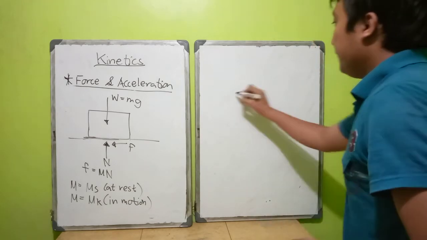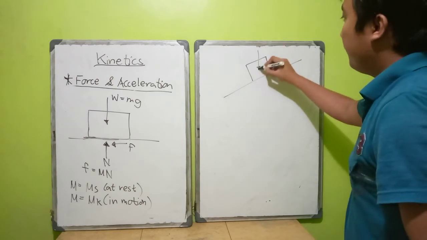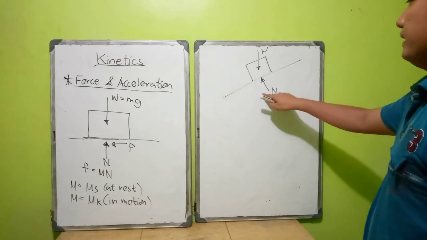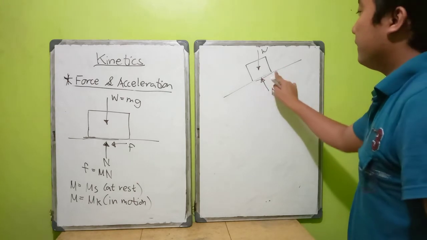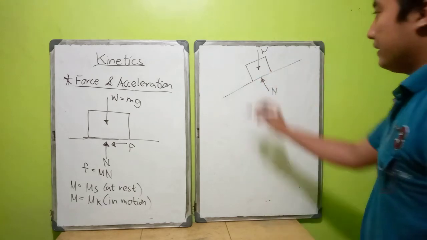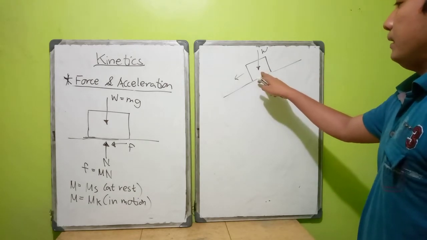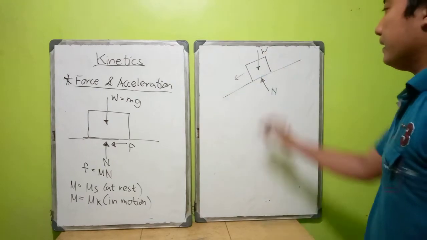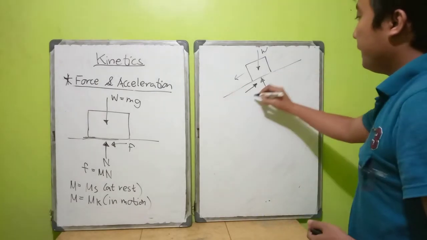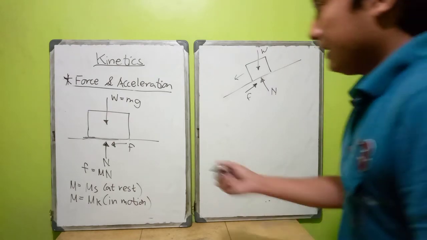Okay, let us repeat. Let us redraw the past lesson. If you have weight here, your normal force should always be perpendicular to the surface. And your friction force depends upon the situation. If your block is moving in that direction, your friction force will always be the opposite. If you go upward, your friction will be in that direction also. So that is the case.